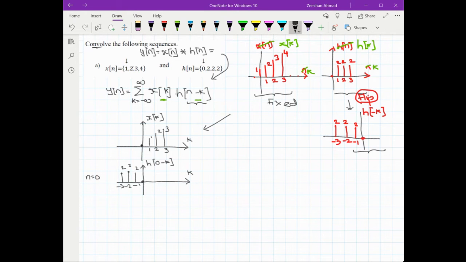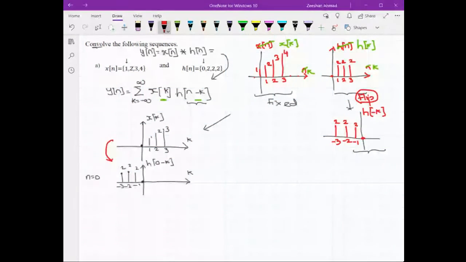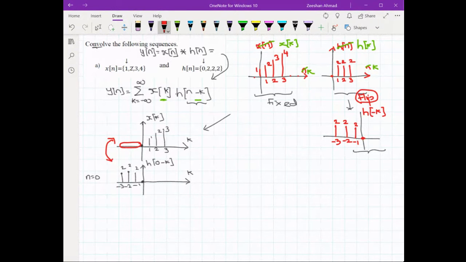Now, if I multiply these two signals here, it's quite simple here. All these values are 0 here. So 0 multiplied by this thing will give me 0 here. Okay. Similarly, all these values are 0 here. So all these values, when I multiply with this signal, will give me 0 here. Okay.